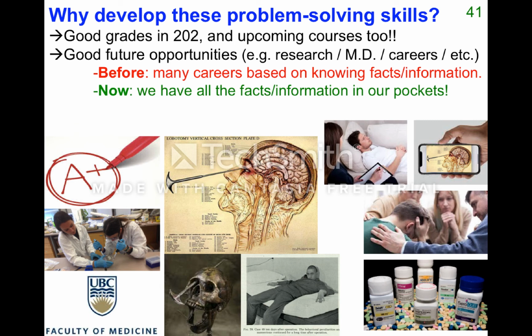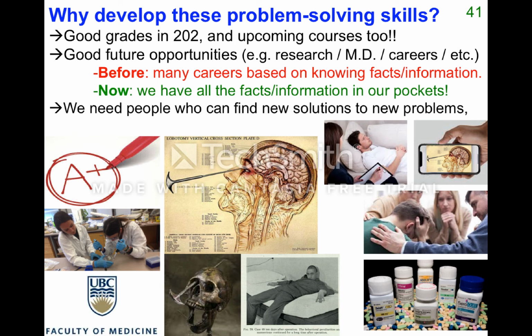Right? What we need is not someone who has the facts. We need someone who can take these facts and apply them to new problems. For example, as a patient comes in with a particular problem, can you take all of this information and find a treatment plan that would really help them? All right. So if you want to be useful, if you want to be a good doctor, if you want to be a good scientist, you need to start practicing these skills now.